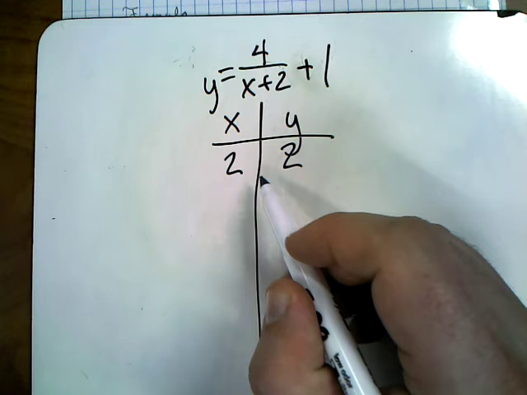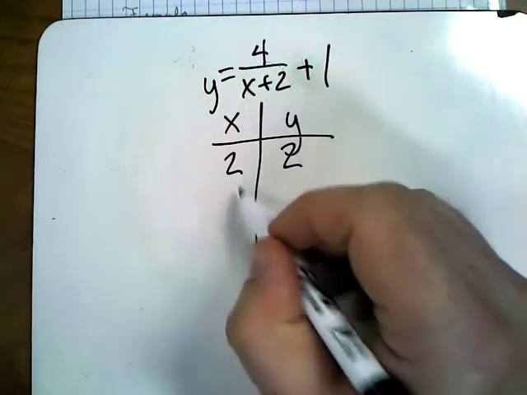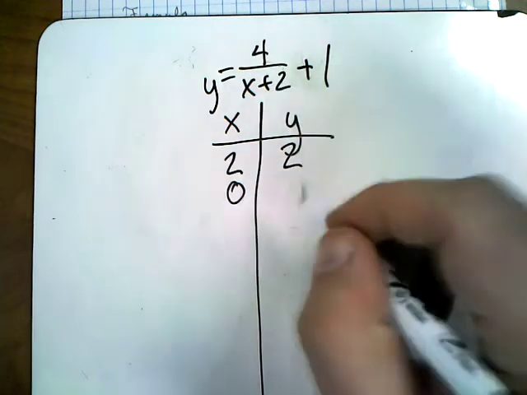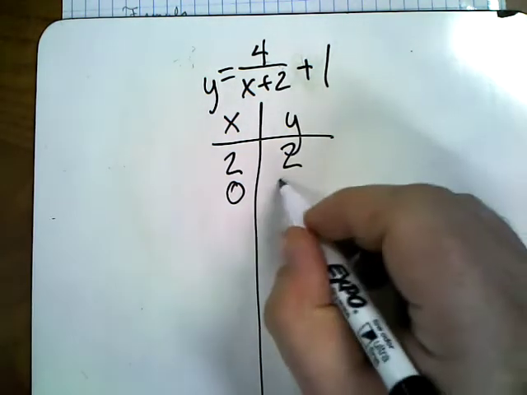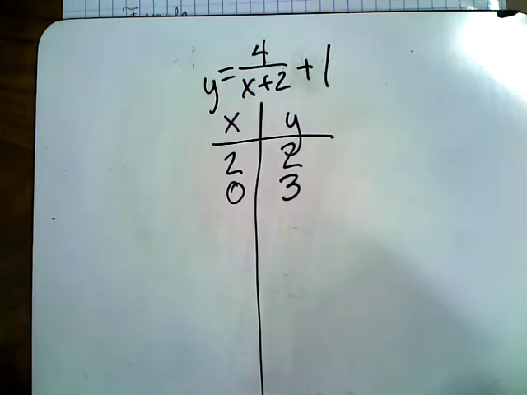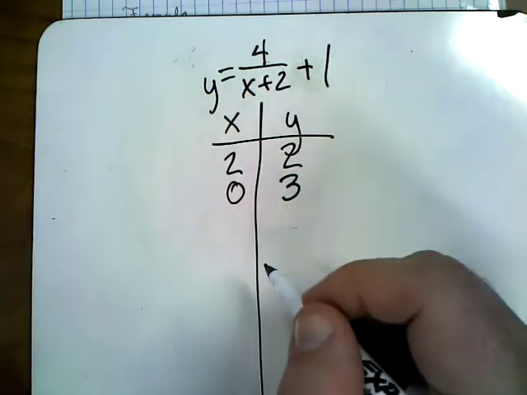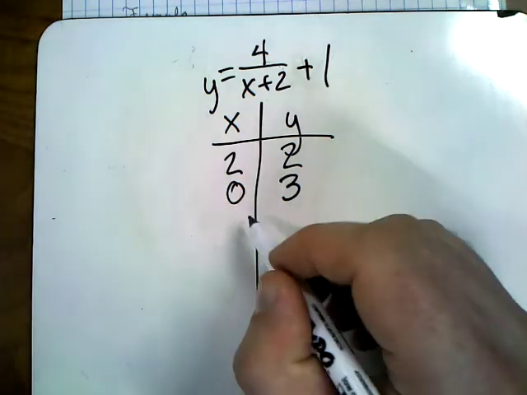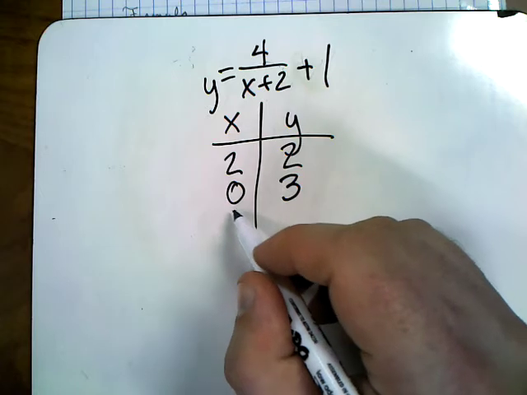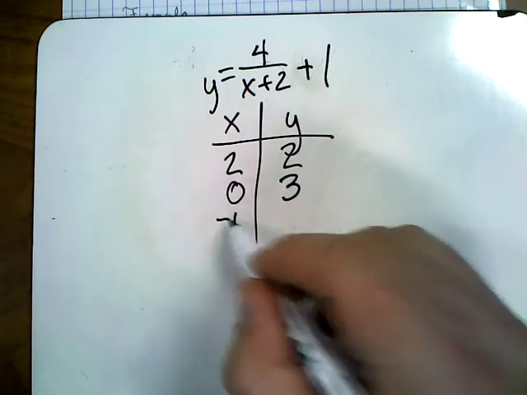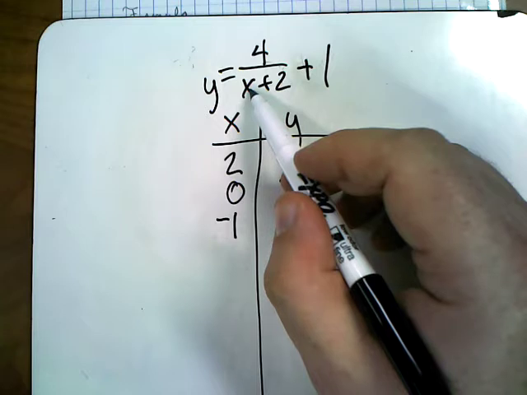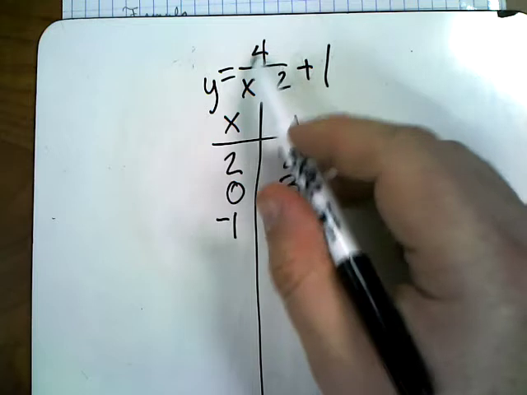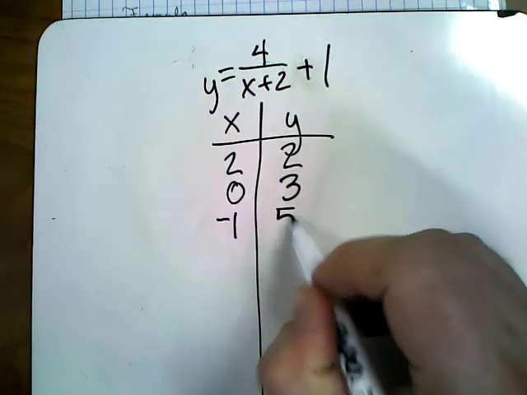I could choose 0. 0 plus 2 is 2. 4 divided by 2 is 2, plus 1 is 3. We could choose, let's go with, let's see, what do I want to go with? Let's go with negative 1. So negative 1 plus 2 would be a 1. 4 divided by 1 is 4, plus 1 is 5.